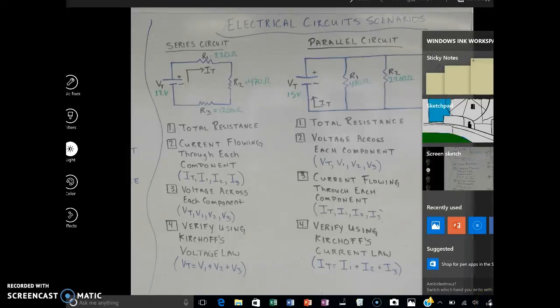Okay, in this video, we're going to be doing some practice problems relating to series and parallel circuits. You're going to learn how to apply Kirchhoff's current and voltage law as well as Ohm's law to solve for unknown variables within the circuits, including resistance, voltage, and the current.